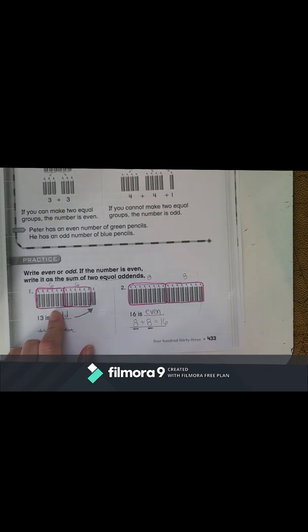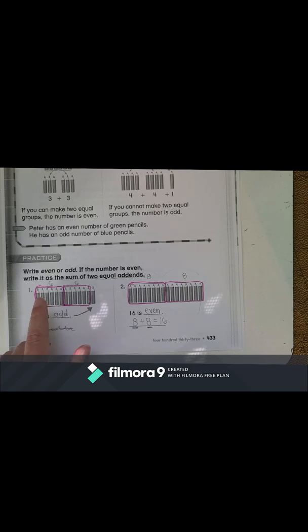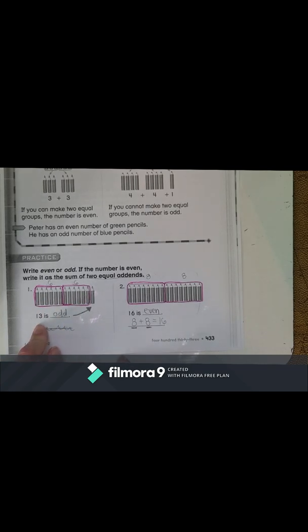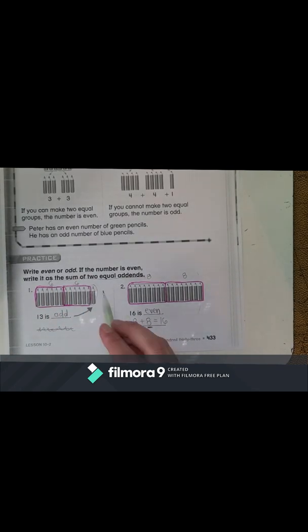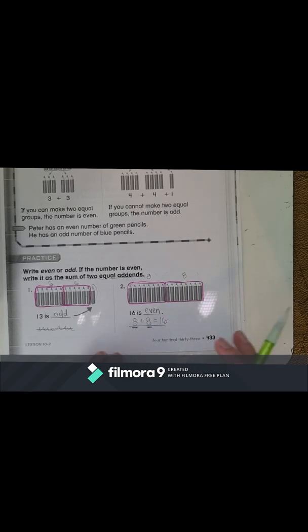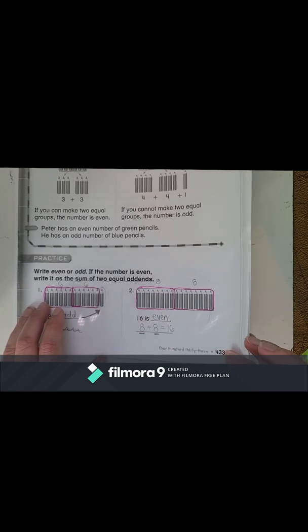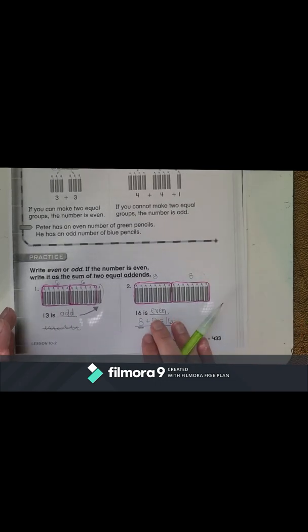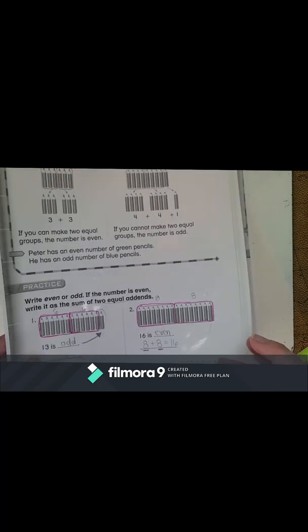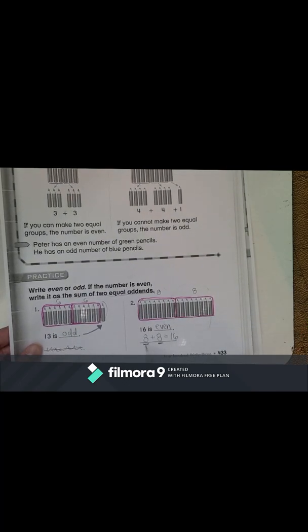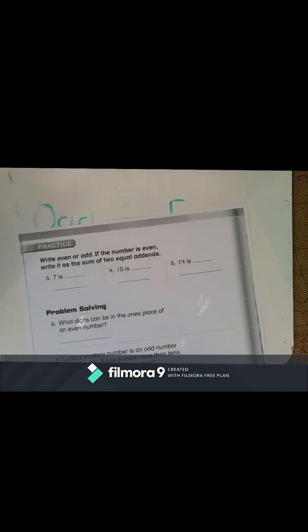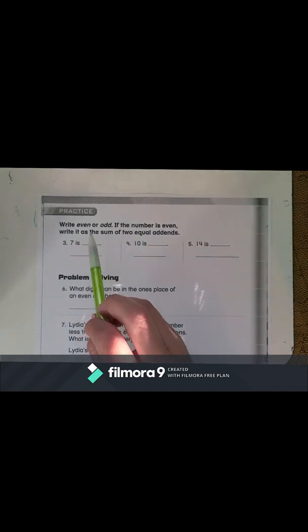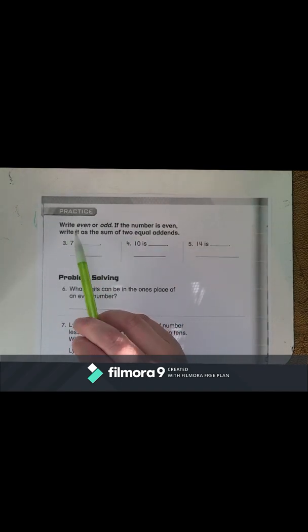They are equal. See over here, if I was going to write an equation, I couldn't say 6 plus 6 is 13 because that's not true. I have one little guy left over. I could say 6 plus 6 plus 1, but that's not 2 equal addends. I have to make sure I have 2 equal addends. That's how I know that my number is even. All right, so your page is going to look a lot like this. Make sure if you say that the number is even, you give me an equation. Let's look up here at these examples. So once again, I need to write even or odd.